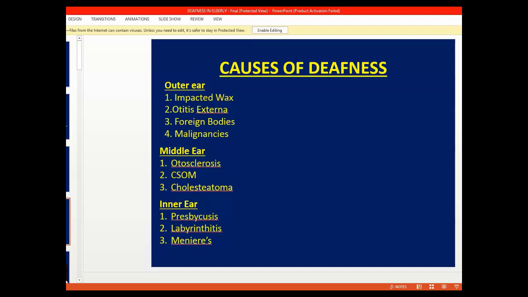And chronic otitis media, the second condition in the middle ear, when there is involvement of the eardrum with perforation, or ossicular discontinuity due to the chronic ear problem, the ossicles can get eroded. Then the patients can have conductive deafness.